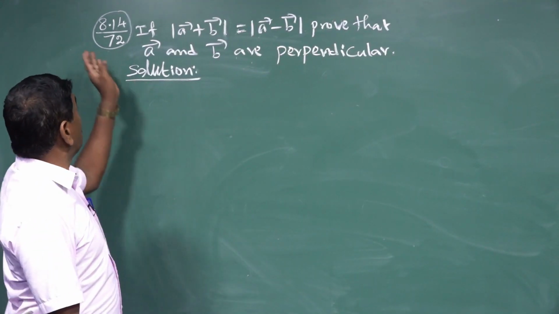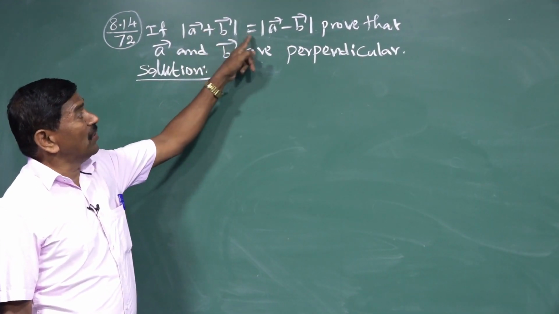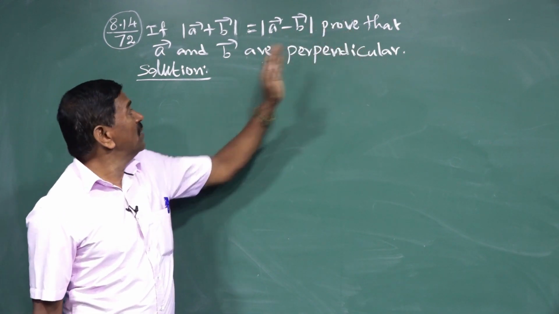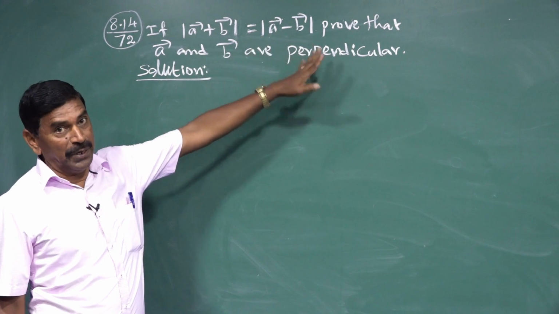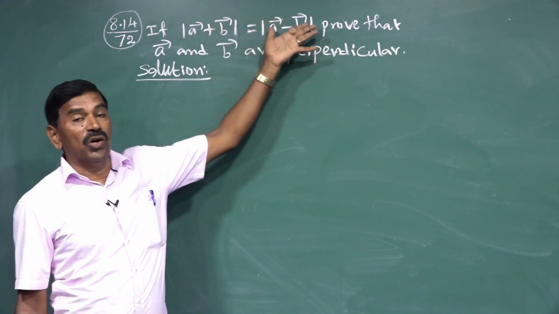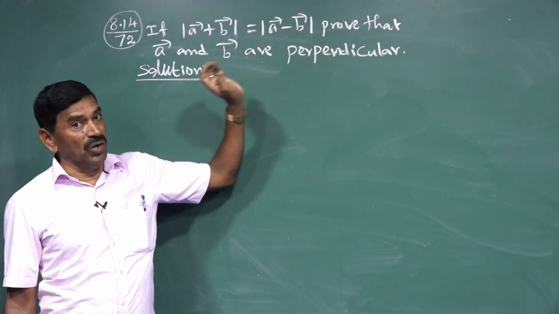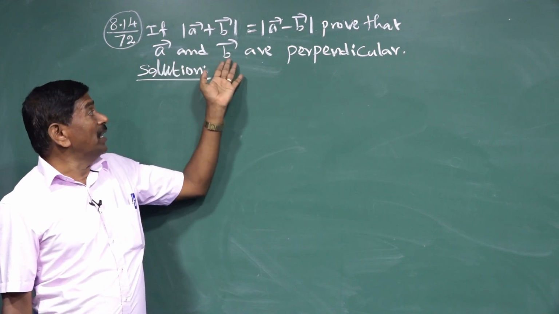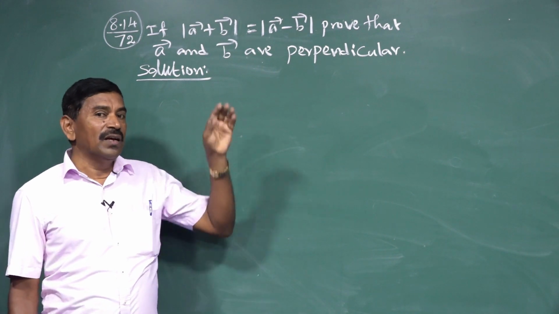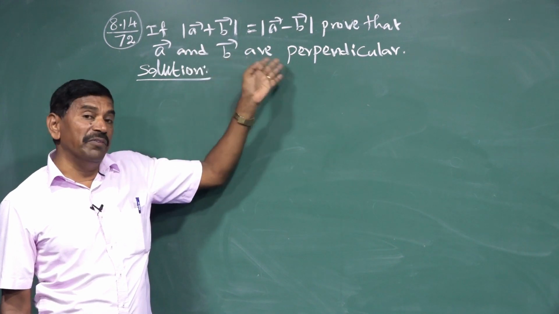Now example 8.14, page number 72. If modulus A vector plus B vector is equal to modulus A vector minus B vector, prove that A vector and B vector are perpendicular. To prove A vector and B vector are perpendicular, it is enough to prove, very good, their dot product equal to 0. That is, it is enough to prove A vector dot B vector equal to 0.